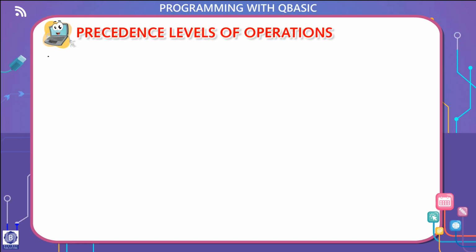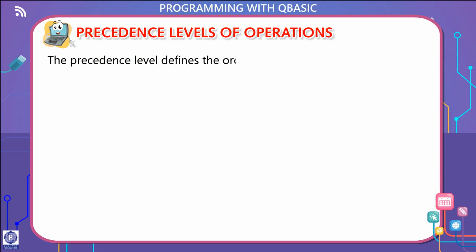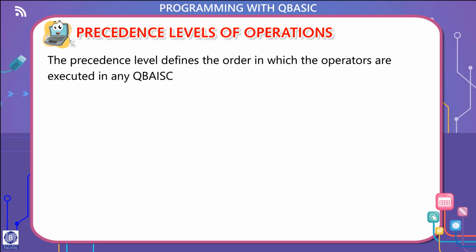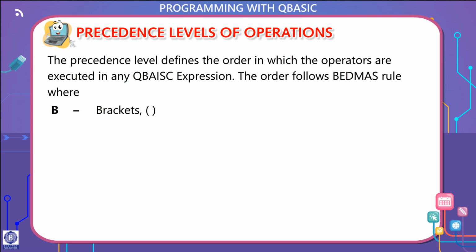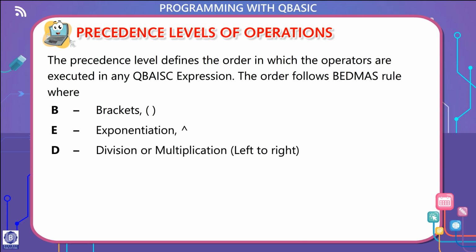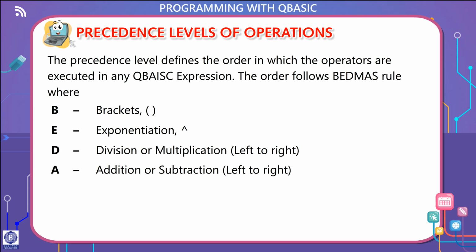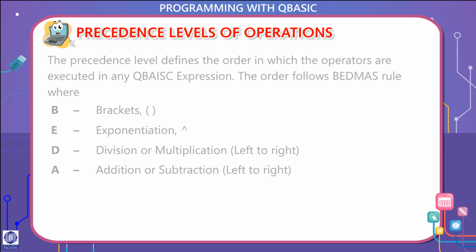Precedence levels of operation. The precedence level defines the order in which the operators are executed in any QBasic expression. The order follows the BEDMAS rule, where B denotes brackets, E denotes exponentiation, D denotes division or multiplication from left to right, and A denotes addition or subtraction from left to right.